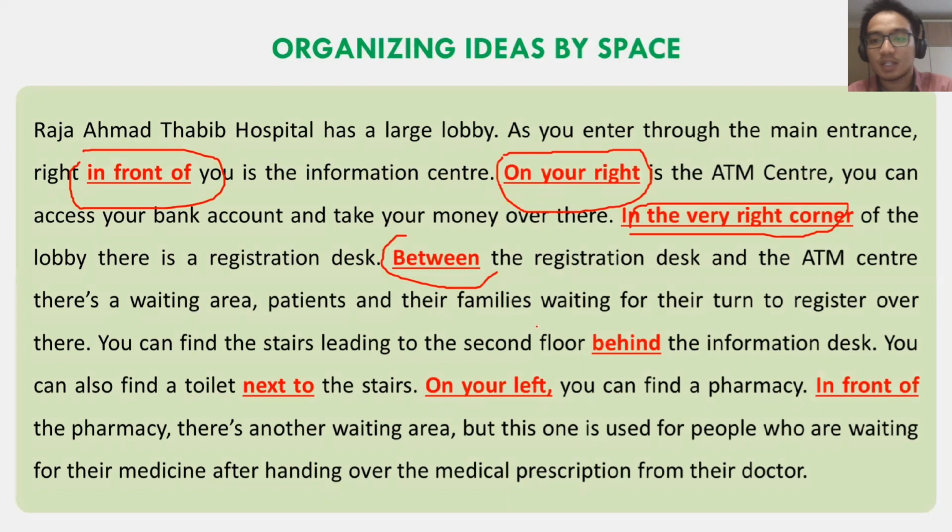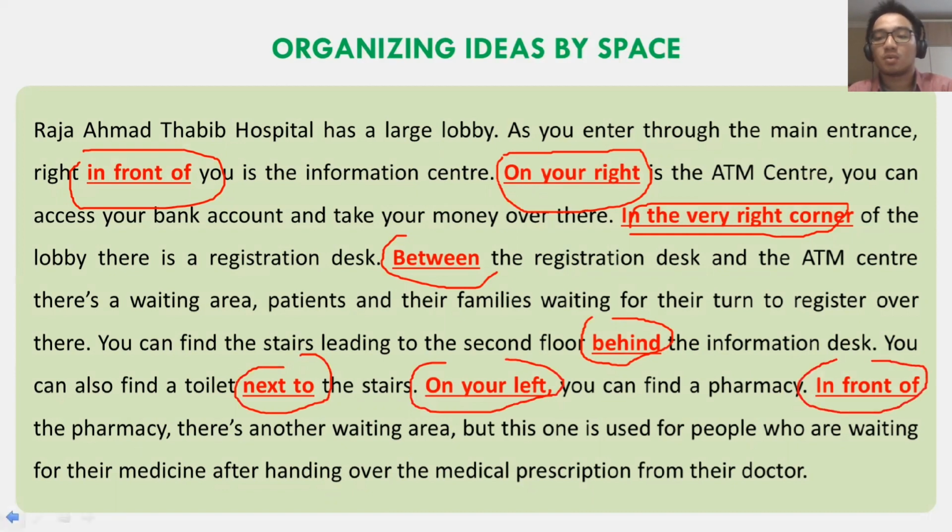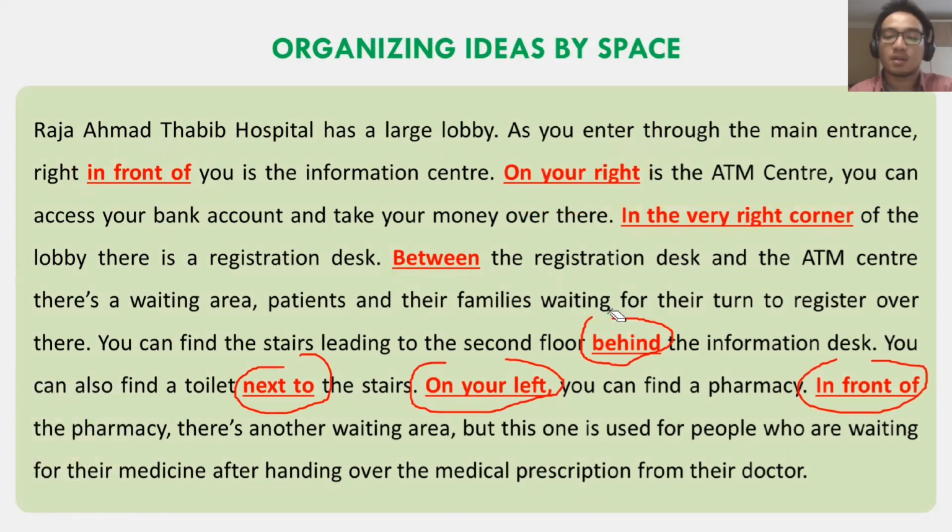You can find the stairs leading to the second floor behind the information desk. You can imagine there's something behind the information desk, and it is the stairs. You can also find a toilet next to the stairs. On your left, you can find a pharmacy. In front of the pharmacy, there's another waiting area, but this one is used for people who are waiting for their medicine after handing over the medical prescription from their doctor.